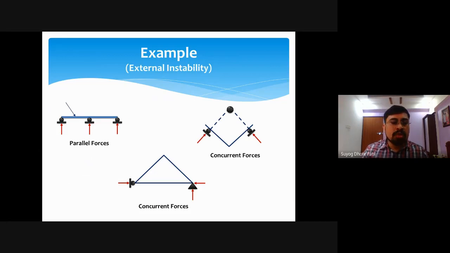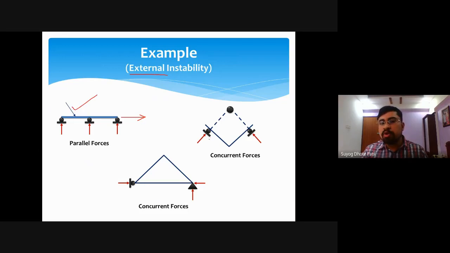Means what? When I apply this force on a particular beam, this beam will be free to move here and there. There is no restriction on horizontal movement. If it is not stable at a place, it is unstable. So due to application of force, it is externally unstable.